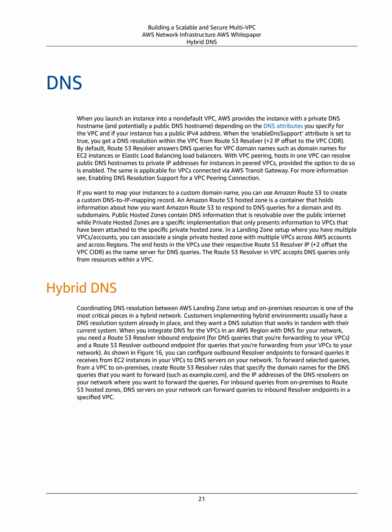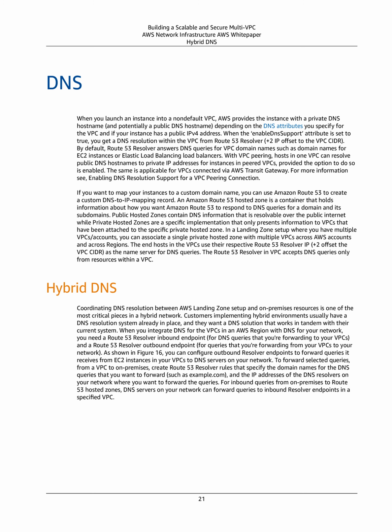As shown in Figure 16, you can configure outbound resolver endpoints to forward queries they receive from EC2 instances in your VPCs to DNS servers on your network. To forward selected queries from a VPC to on-premises, create Route 53 resolver rules that specify the domain names for the DNS queries that you want to forward, such as example.com, and the IP addresses of the DNS resolvers on your network where you want to forward the queries.